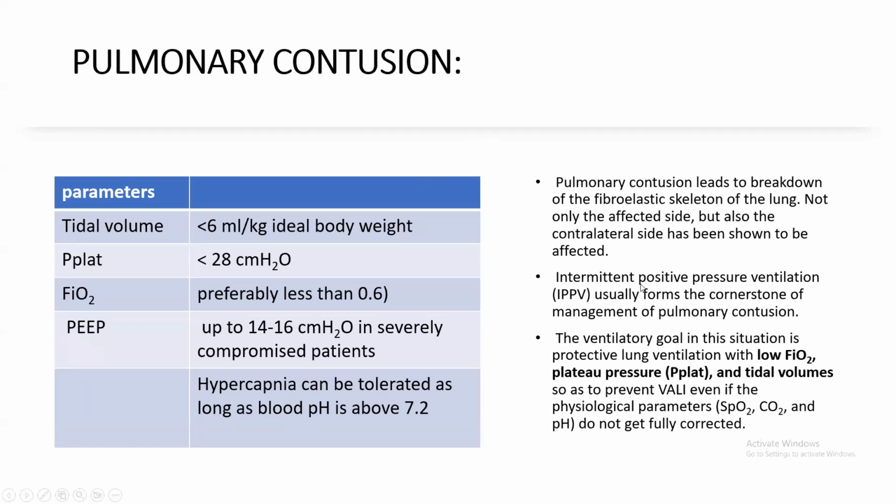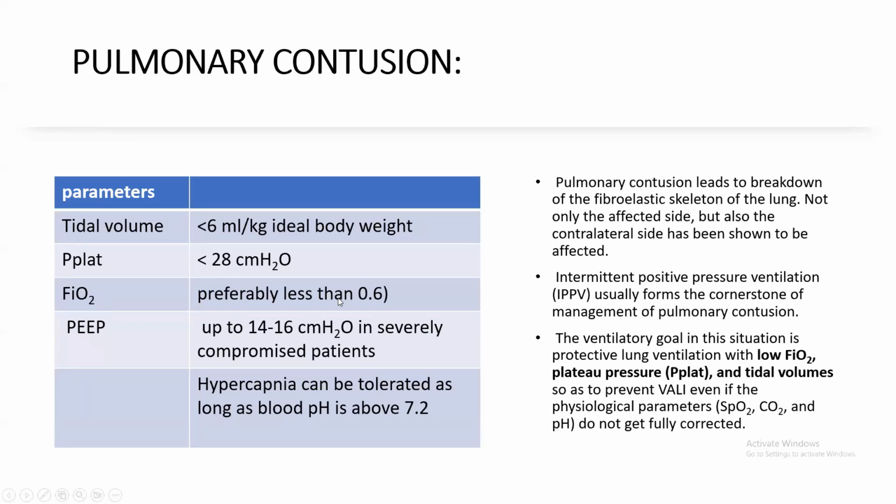The intermittent positive pressure ventilation usually forms the cornerstone of the management, and the ventilatory goal in this situation is to maintain the lowest values possible to prevent further damage to the lung, with low FiO2, plateau pressures and tidal volume. The tidal volume should be maintained less than 6 ml per kg of ideal body weight, the plateau pressure less than 28 centimeters of water, and FiO2 preferably less than 0.6.